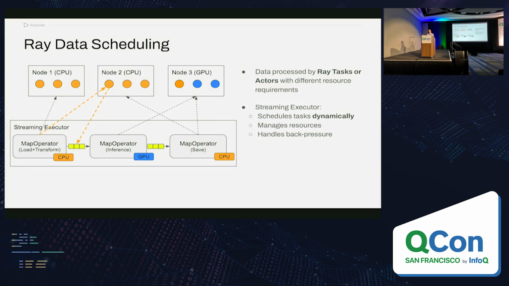And like I mentioned again and again, it's important to have the streaming executor. We schedule tasks dynamically, manage the resources, and handle back pressure. All of this is to ensure the GPU is consistently saturated. This becomes a very important metric when we're evaluating the efficiency of a data pipeline with GPUs.